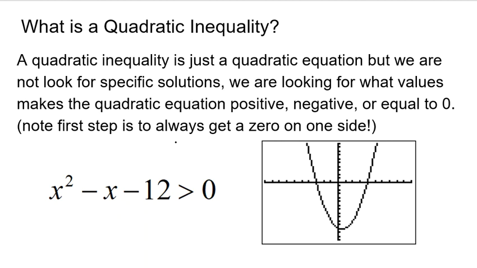So note that the first step is always to get a 0 on one side. When we're going to tackle one of these quadratic inequalities, the first thing you need to do is get a 0 on one side of the inequality. It's the same thing with the equation, right? So that at least doesn't change. Now let's take a look at what I mean by this graphically.